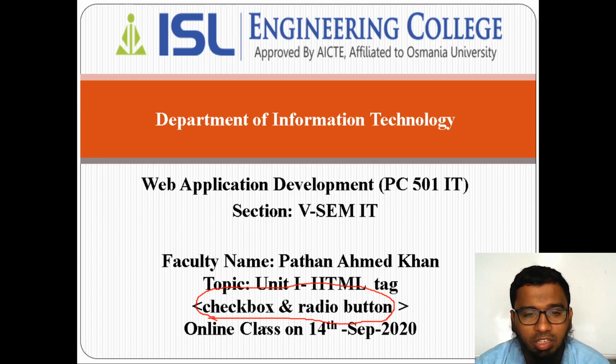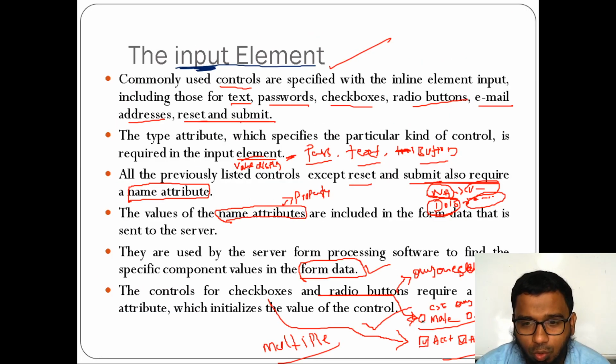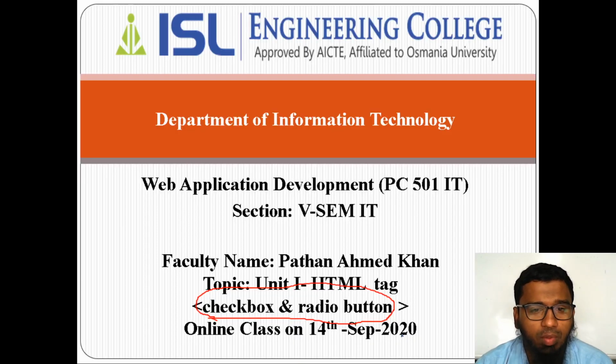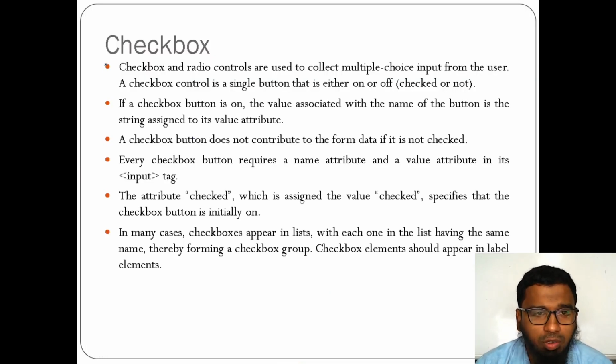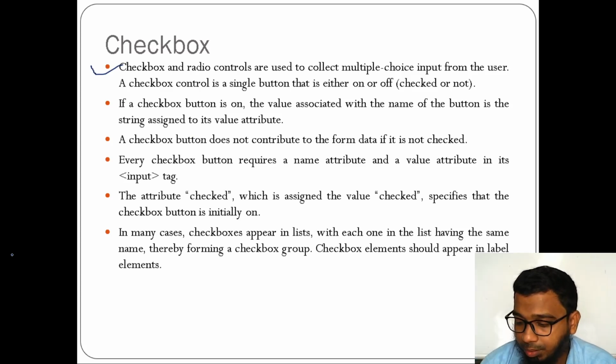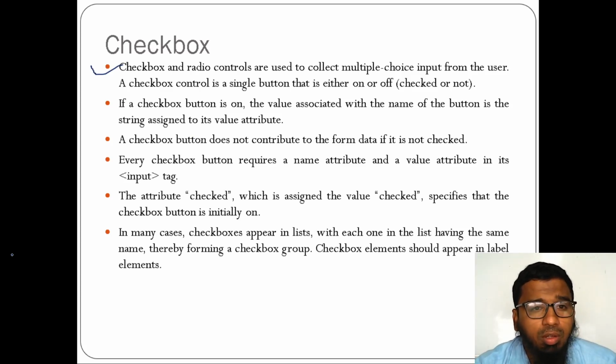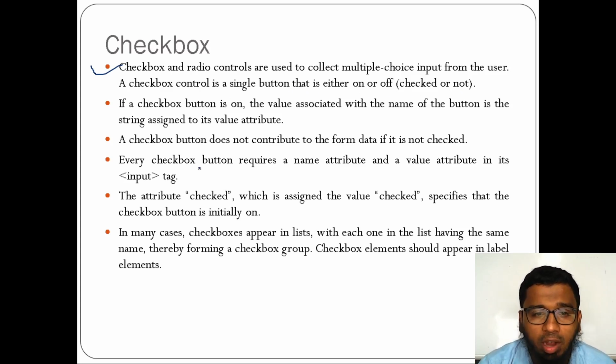Now today's class is about the checkbox and the radio button. What is checkbox and radio button? In the last class I told you a little bit about the radio button and checkbox. Today we are going to see in detail. What is checkbox? Checkbox and radio controls are used to collect multiple choice input from the user. The checkbox control is a single button that is either on or off, checked or unchecked.